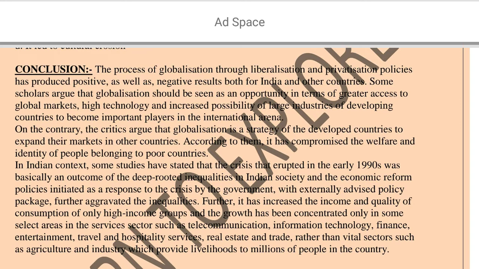On the contrary, the other group, the critics, argue that globalization is a strategy of the developed countries to expand their markets in other countries. To them, this has compromised the welfare and identity of people belonging to poor countries. So they believe that globalization is beneficial only for developed countries like the USA, and for developing or poor countries like India, it has compromised the welfare and identity of people belonging to our country.